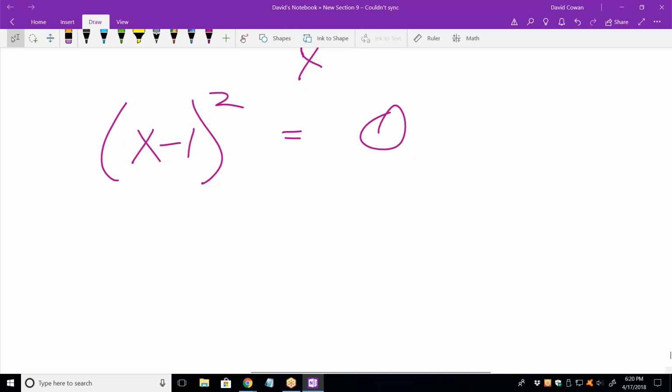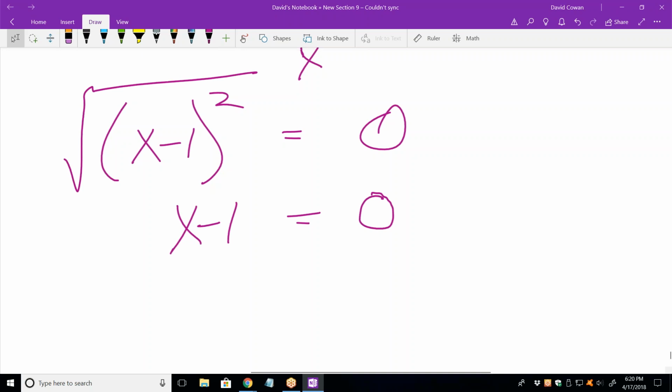What happens when you square root both sides? No, hold on. All I did here was take the square root of the left side and the square root of the right side. And this radical sign cancels out with that 2. So you're left with x minus 1. Square root of 0 is 0. I don't need a plus or minus. 0 is neither plus nor minus.